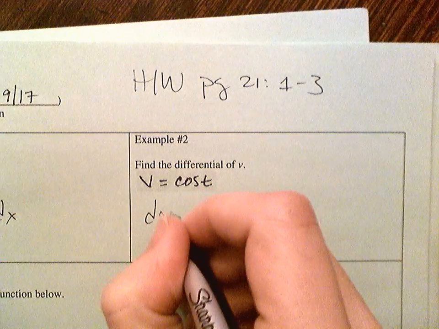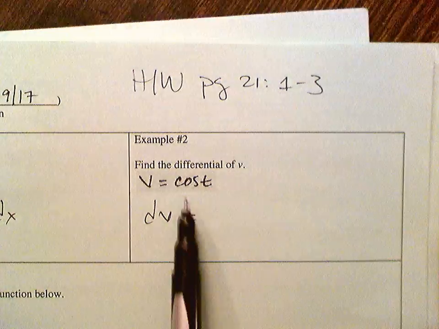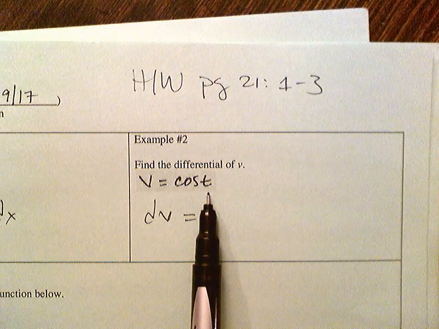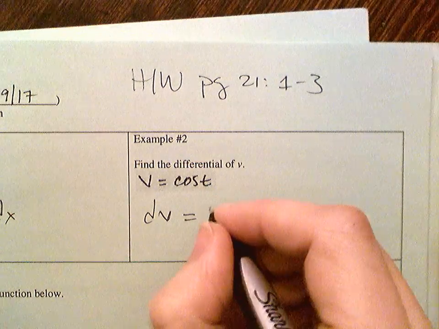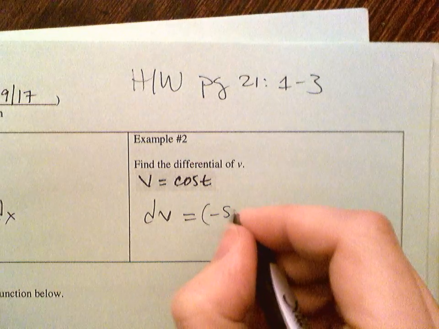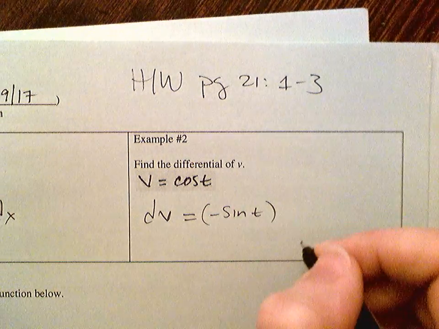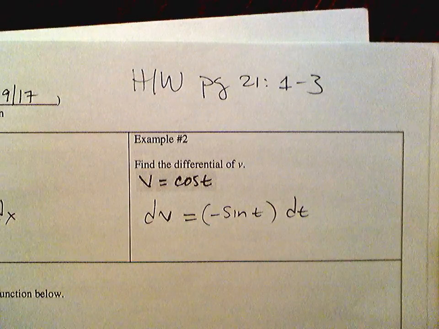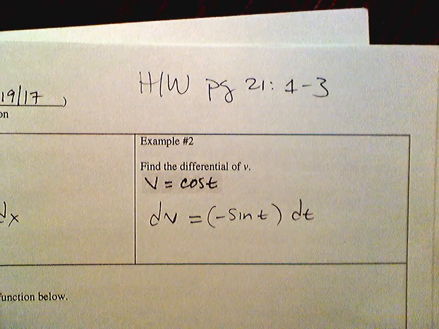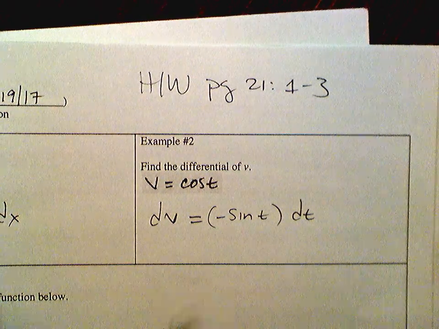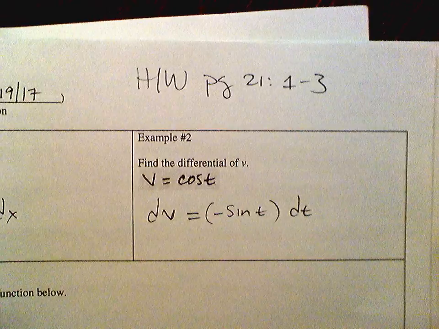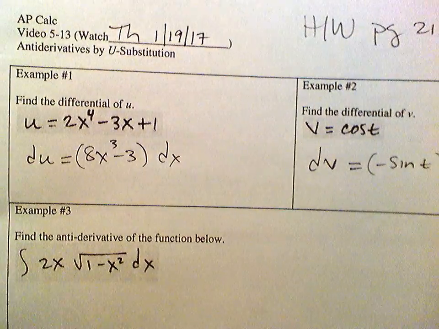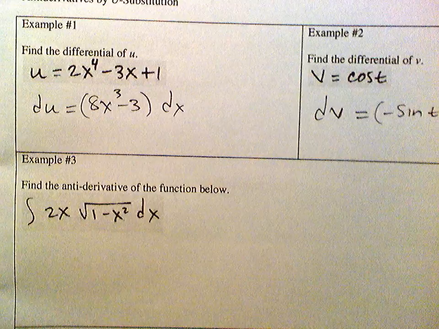So the differential of v is equal to the derivative of this, which is negative sine of t, and then you put a dt at the end. Okay, so that's how you find differentials. And the reason why we're finding differentials is because that's how you use the technique that we're about to. So find the antiderivative of the function below.